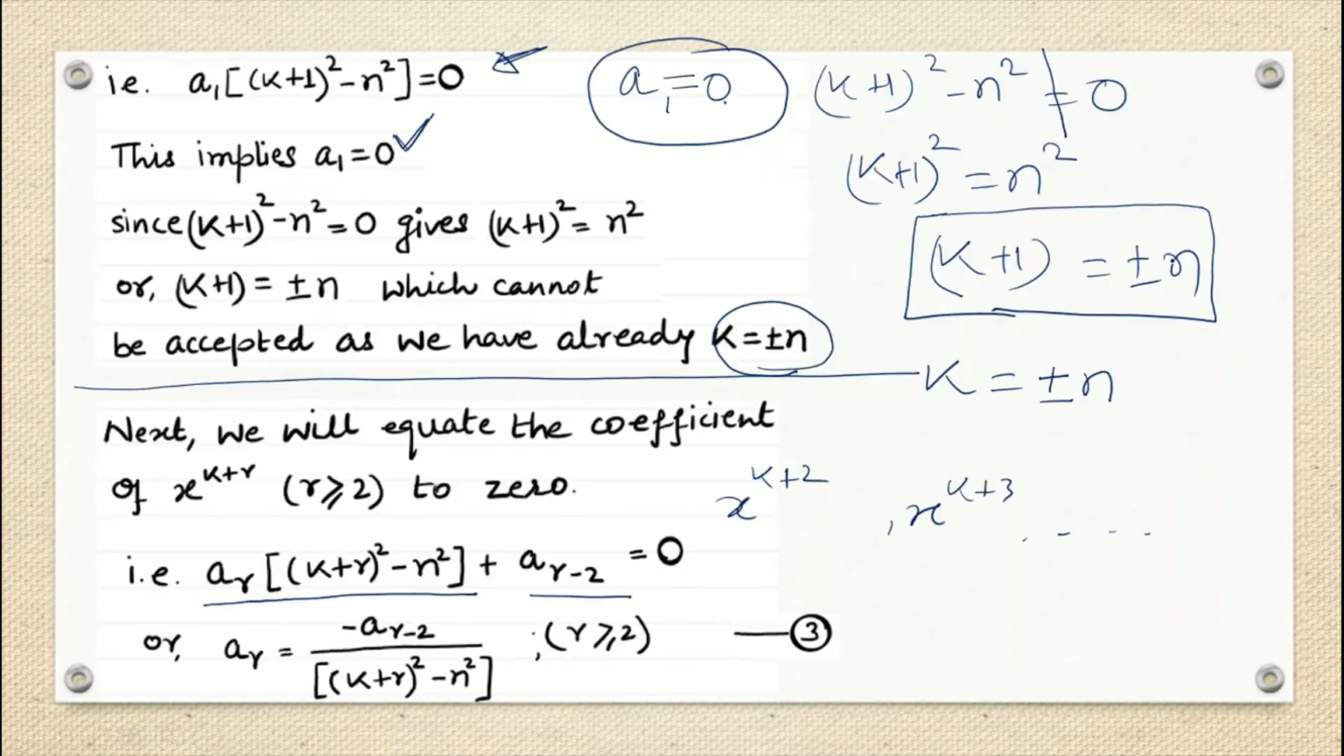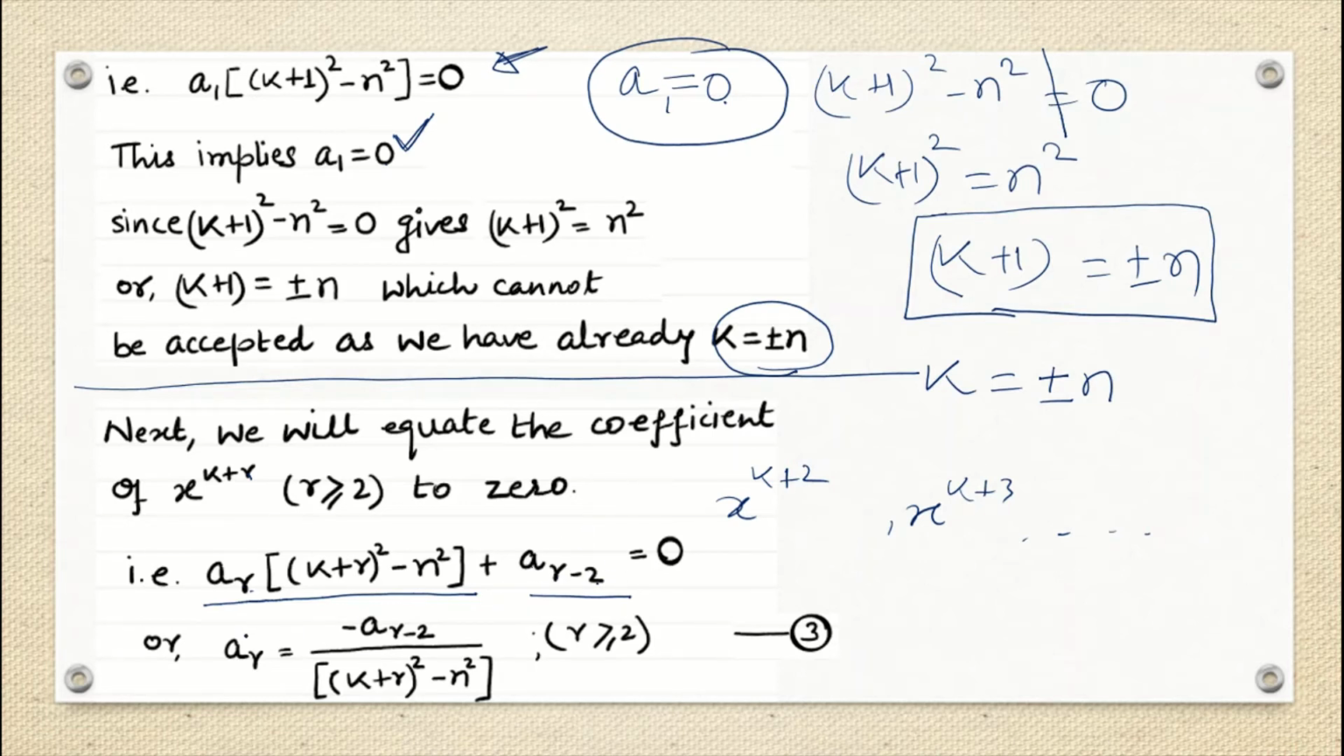In the generalized term, we have written down that for x to the power k plus r, the first term is ar, because for r this is the term, plus from the second series we are going to pick a r minus 2. So this is r minus 2, because this is the generalized term.